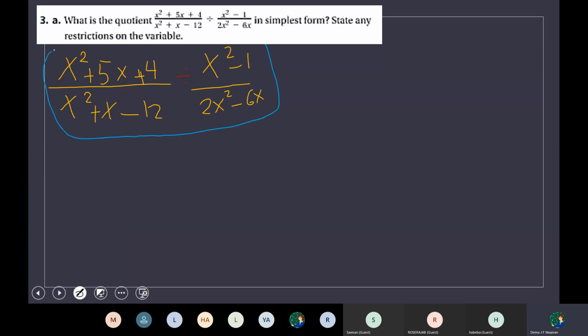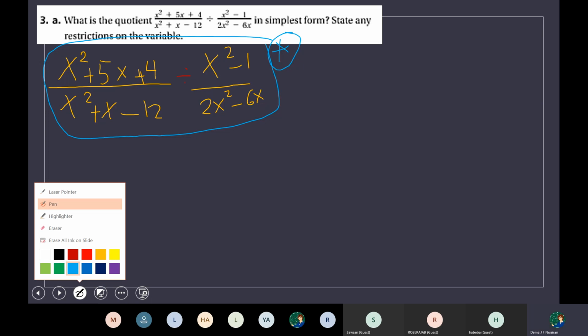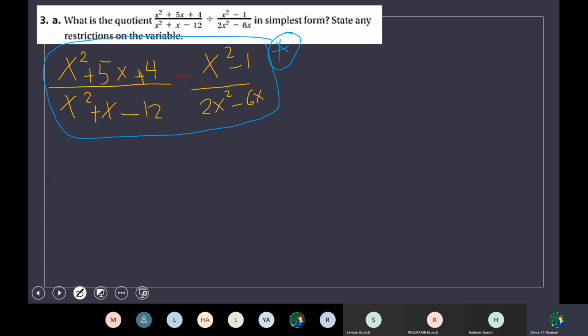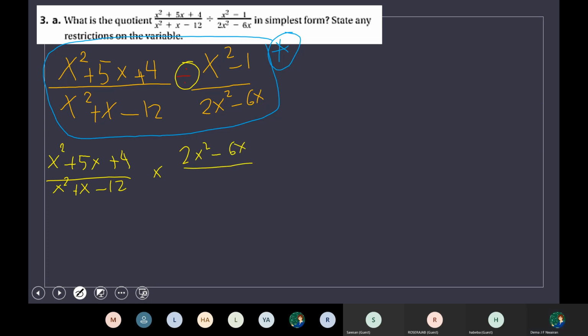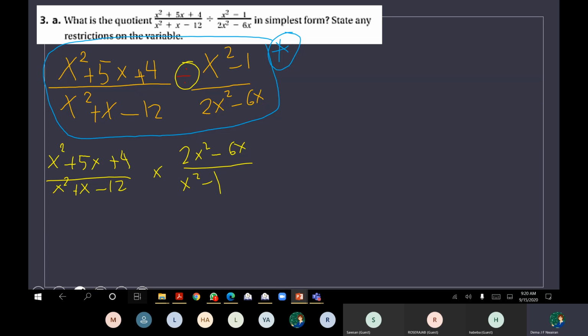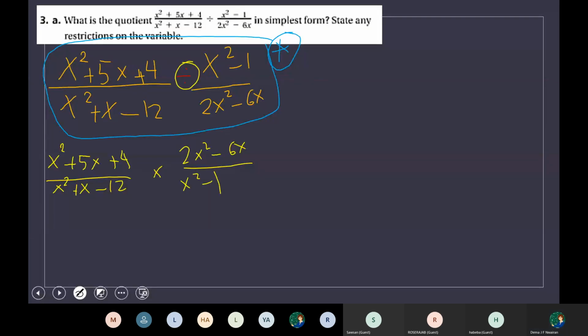And keep this expression in mind because I need it later on. This one is very important because I need it later on. Keep it in mind. Then after that, as we said, here now, keep the first one as it is, which is x squared plus 5x plus 4 over x squared plus x minus 12. Then change the divide to multiply. Then write the reciprocal. Then factorize both of them.